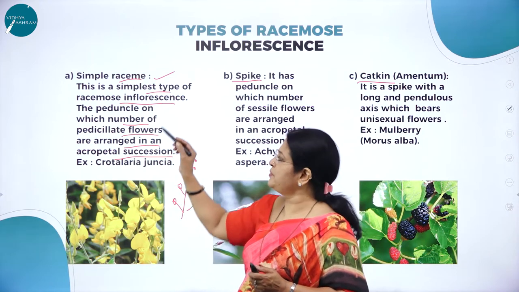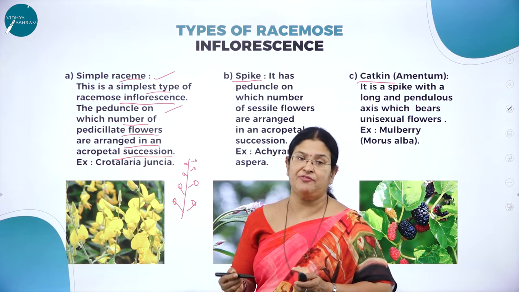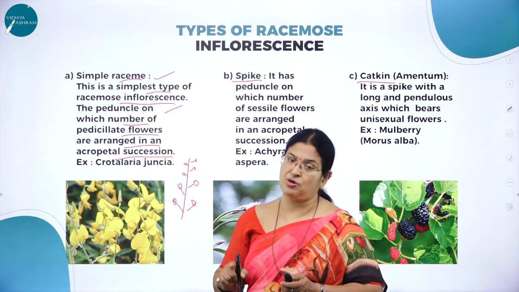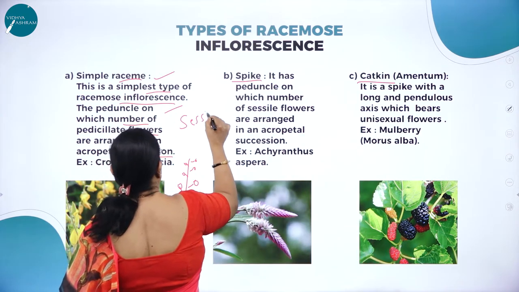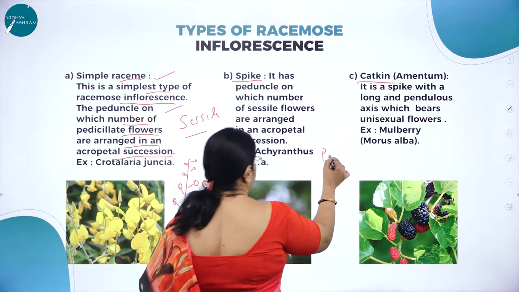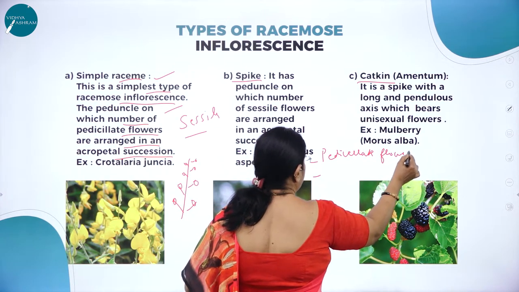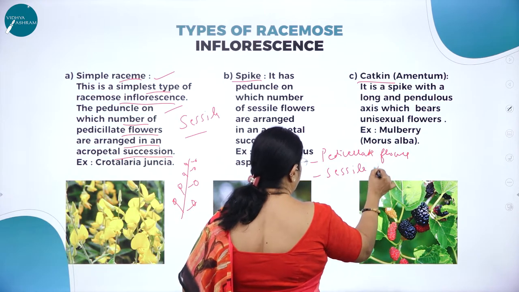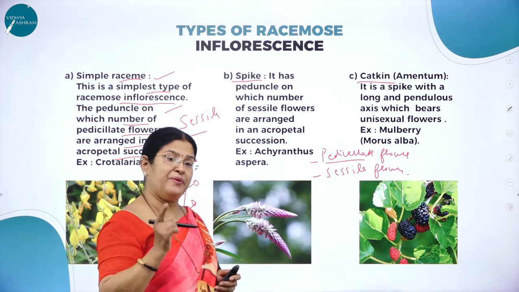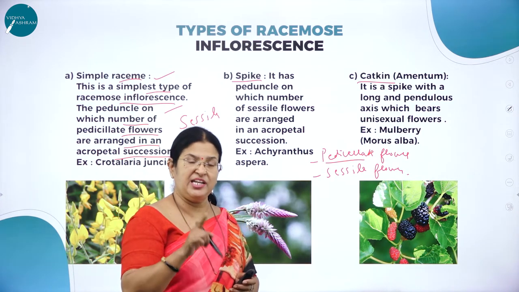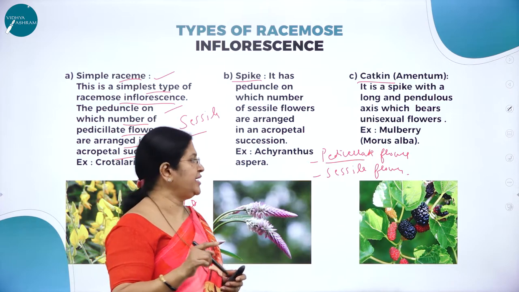So this is the simplest type of racemose inflorescence, where the peduncle on which a number of pedicellate flowers are arranged. What do you mean by pedicellate flower? Suppose the stalk of a flower is present, it is called pedicellate. If the stalk of a flower is not present, it is called sessile. So these are very, very important words. Pedicellate flower, then the other one is called sessile flower. What is pedicel? The stalk of a flower is called pedicel. If the pedicel is present in a flower, it is called a pedicellate flower. If the pedicel is not present, it is called sessile.